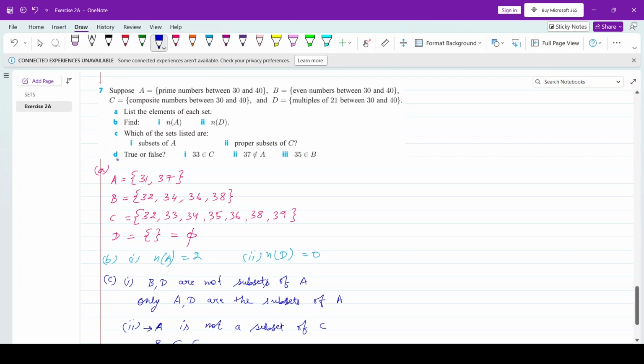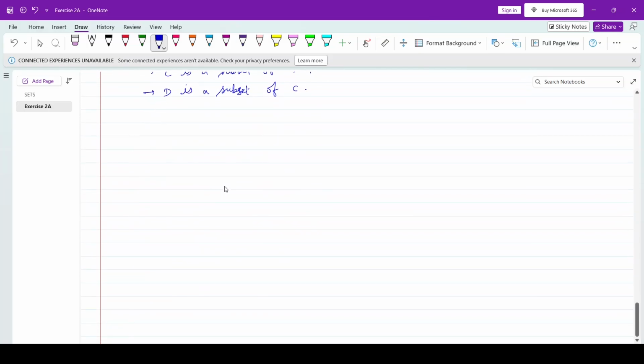Next part, true or false. Part D, part 1. 33 is an element of C. That is true. 37 is not an element of A? 37 is an element of A. That means it is false. 35 is an element of B? 35 is not an element of B. That means it is false. Hence, let's move on to the next question.